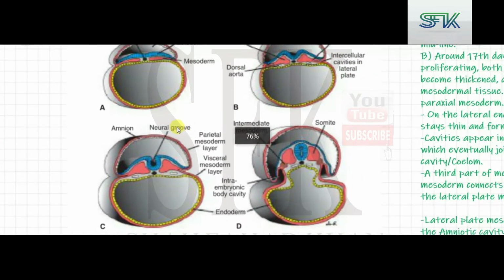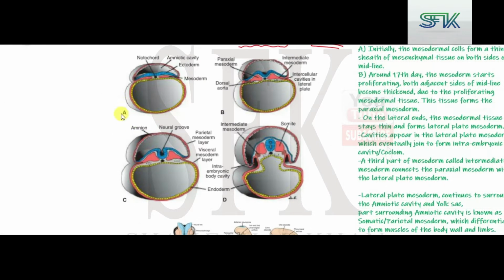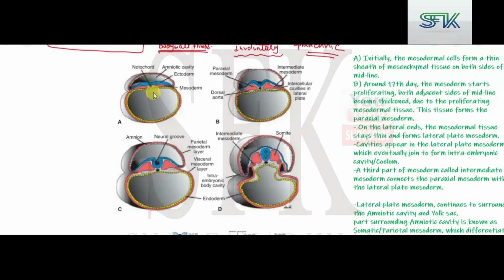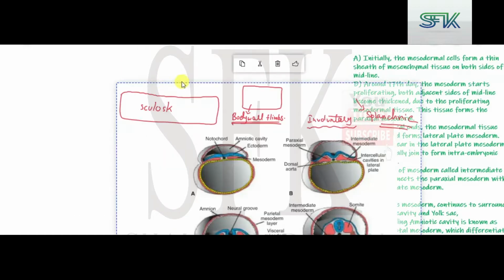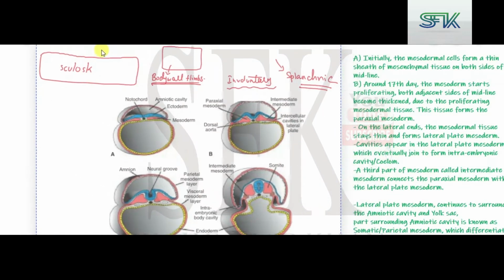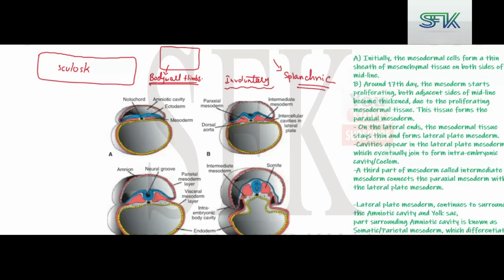Let me zoom out a bit. These four diagrams have been taken from your book, Langman. If you look at the first diagram over here, you've got the midline, the notochord, and next to the midline, you've got the mesoderm developing.